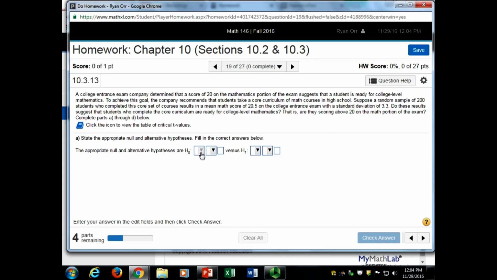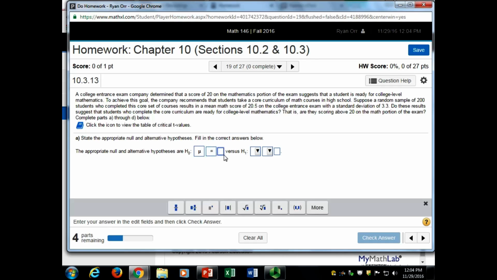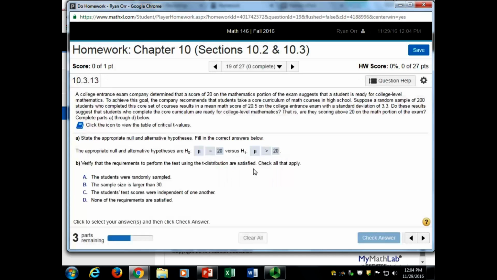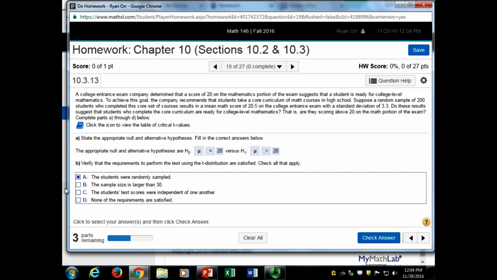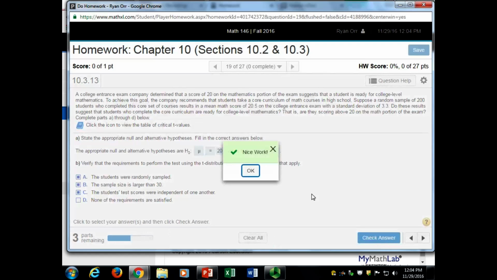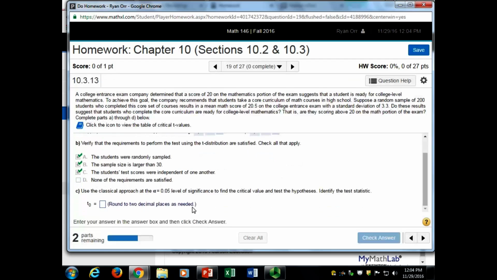Okay. So here I think our null hypothesis would be that the mean is equal to 20, and we're hoping to show that for our students, the mean exceeds 20. Verify the requirements to perform the test using the t-distribution are satisfied. So the students are randomly sampled. In this case, there's more than 30 people. Test scores are independent of one another, we assume. All right, so now we need to go get our test statistic.